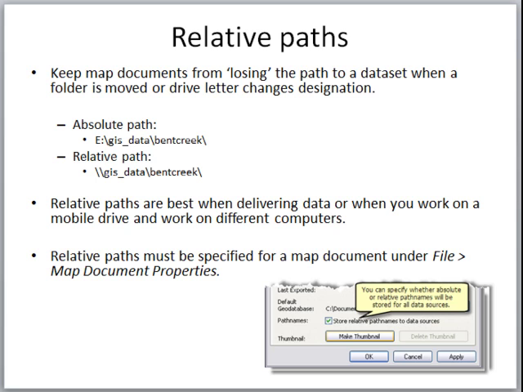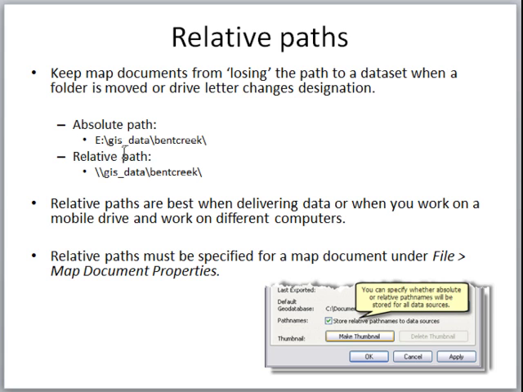Relative paths keep map documents from losing the path to a data set when a folder is moved or a drive letter designation changes. So we've talked a lot about how map documents simply point to data that exist on a hard drive or on a flash drive or on a CD or on a server. Your data exists somewhere, and your map documents point to that data. So when map documents store an absolute path, it stores this drive letter, E:\GIS_data\Bent Creek. It stores that full or absolute path.